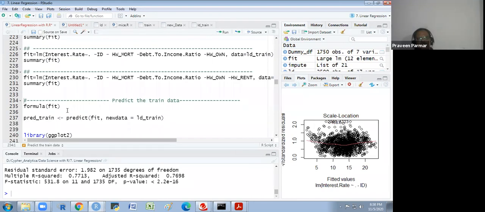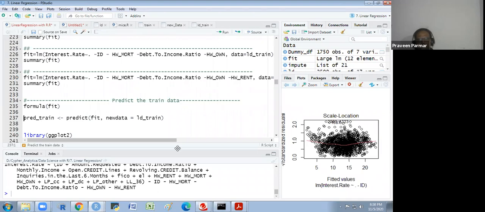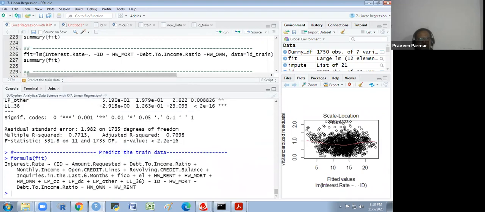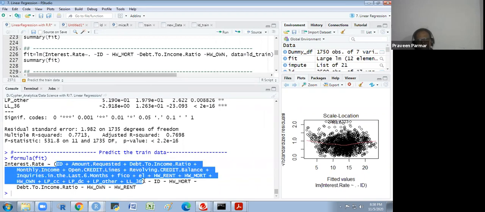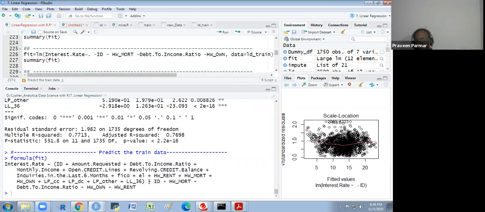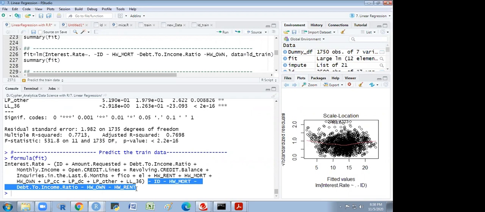Now we see the formula. This is the formula we are getting. Interest rate is our Y, tilde, ID. It will show everything up to here. Then what we have removed will show here. This we have omitted. Got it? Yes, sir.